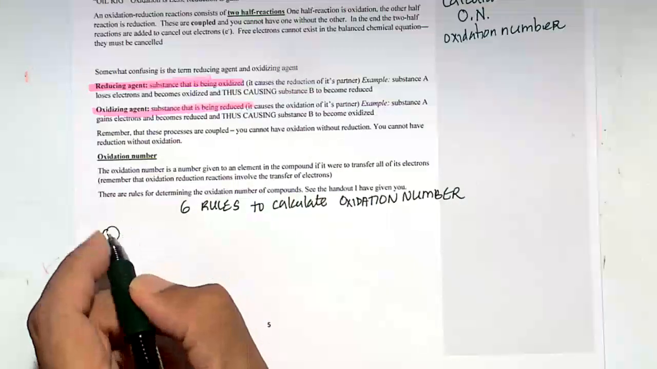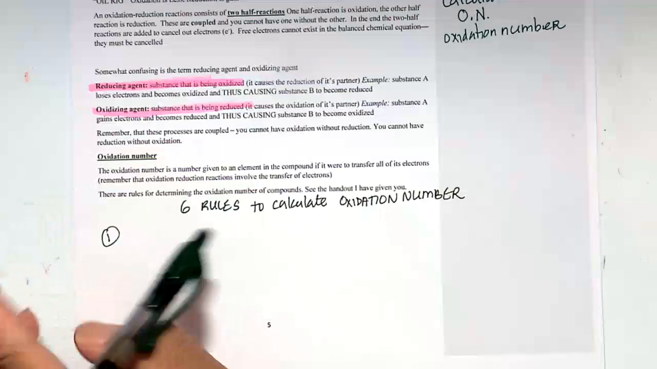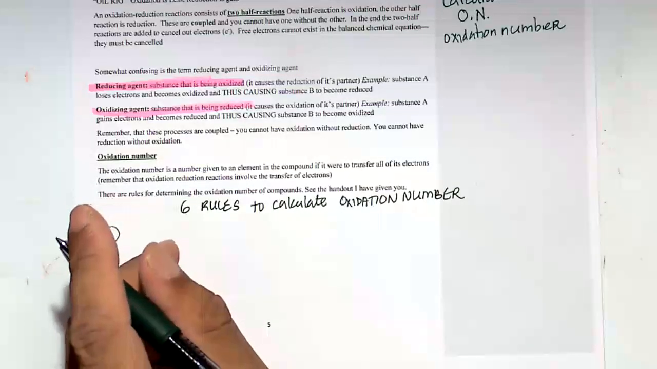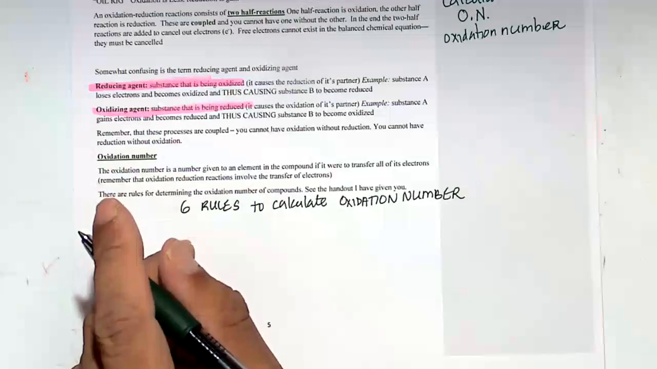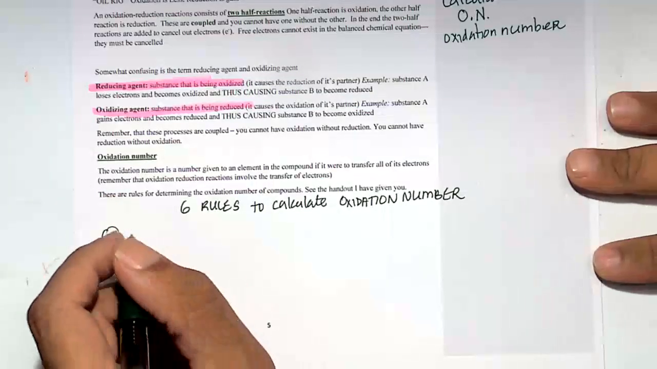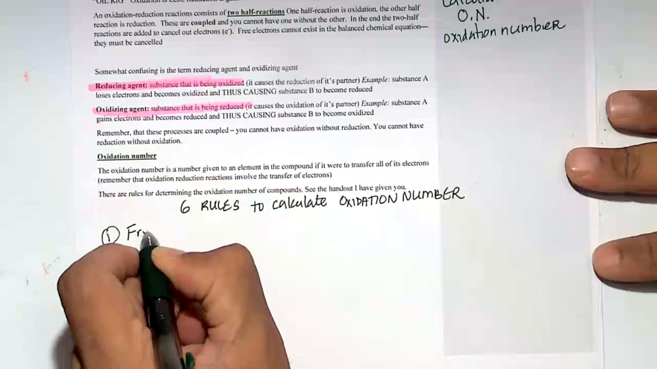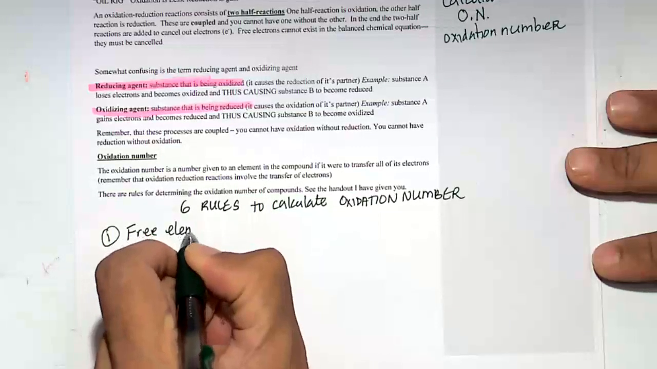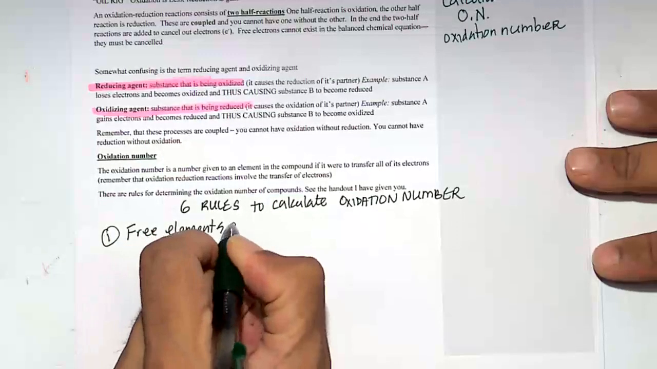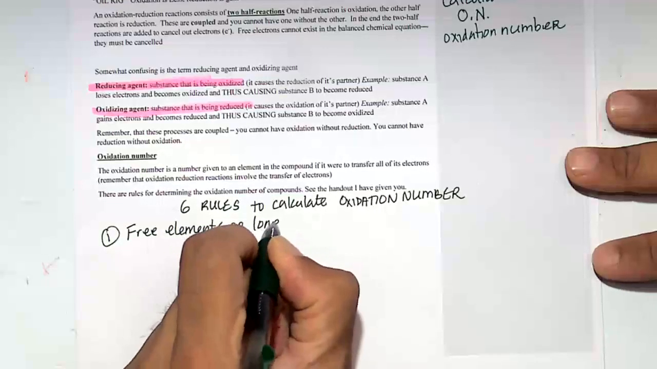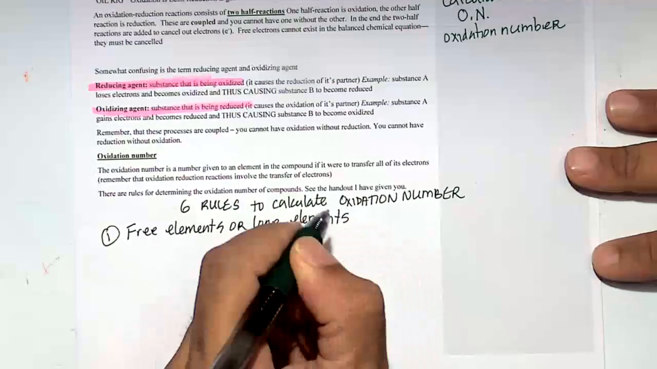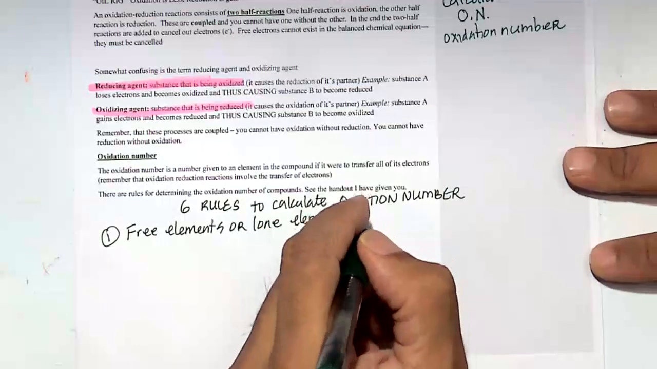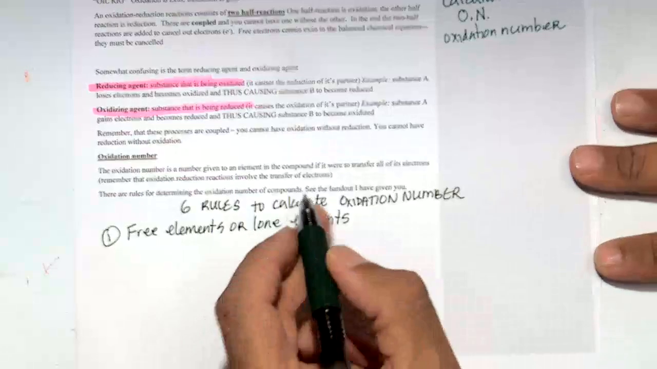This can be tricky, so bear with me here. Rule number 1 is that free elements have an oxidation number of 0. Elements by themselves have an oxidation number (ON) of 0.